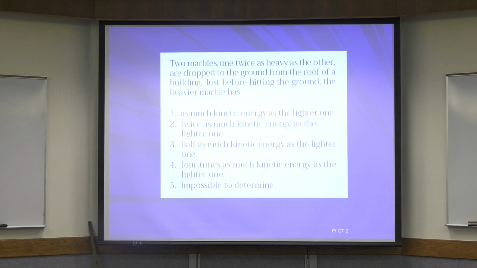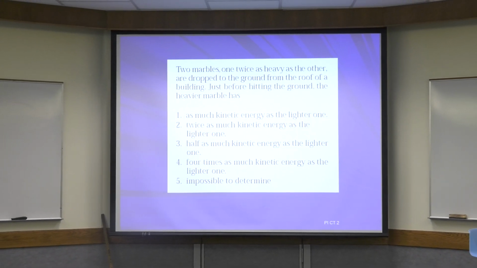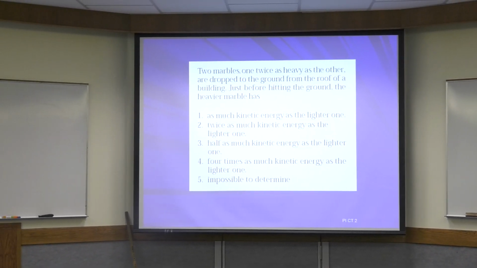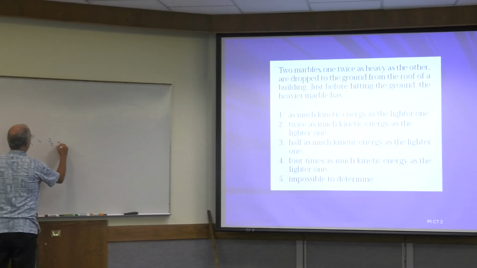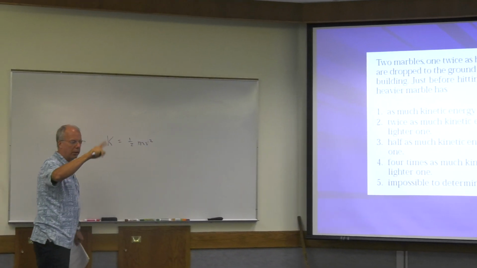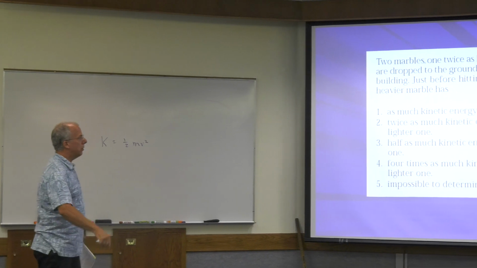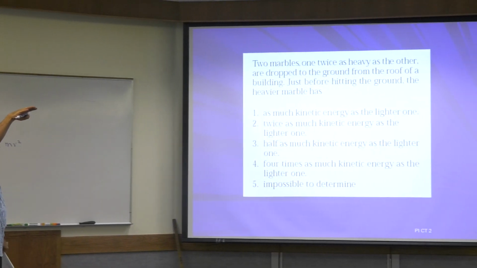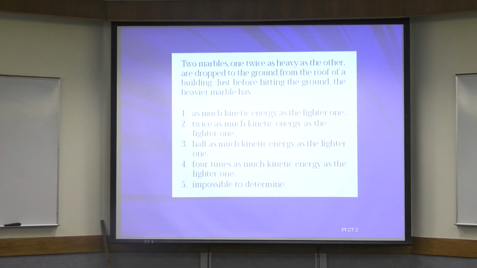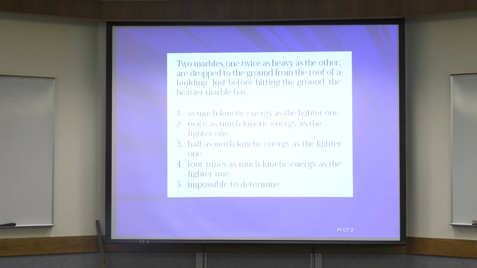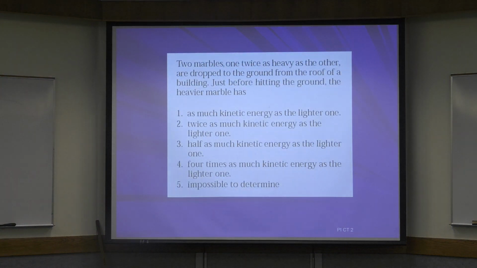Okay, we're back. So the answers all talk about kinetic energy, right? Kinetic energy is 1/2 mv squared, or p squared over 2m. So we have two marbles dropped from the same place, right? And so right before they hit the ground, the velocities are the same, because the acceleration due to gravity is constant. So the velocities are the same in absence of air.